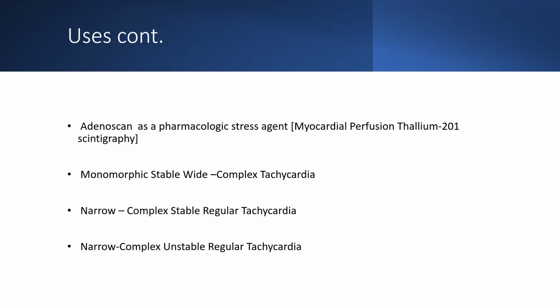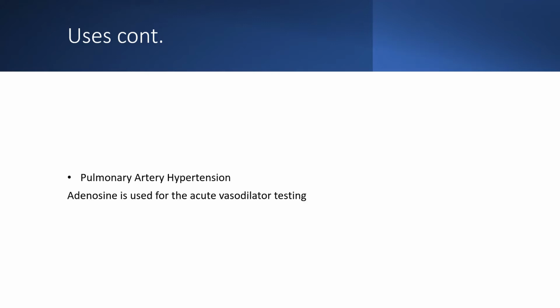In narrow complex, stable, regular tachycardia, you can use adenosine. In narrow complex, unstable, regular tachycardia, you can use adenosine. Still on uses, in pulmonary artery hypertension, adenosine is used for the acute vasodilator testing.